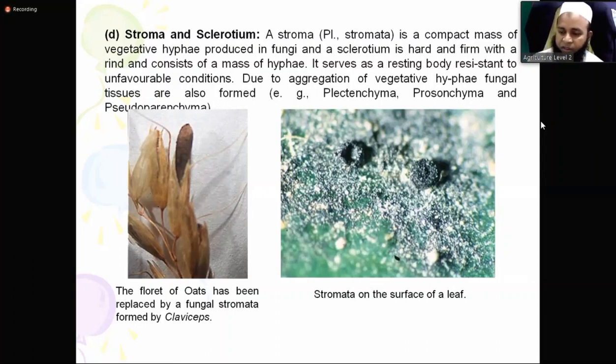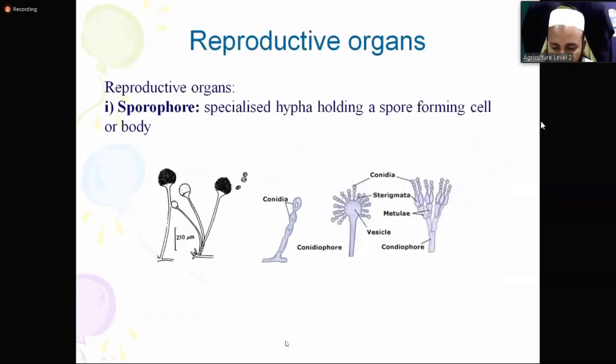Stroma is also an aggregated structure. When many mycelia together produce a structure, it is called stroma. Sclerotium is the same, but what's the difference? In stroma, the hypha is not tight and does not make a very hard structure; it is a loosely aggregated, compact mass, but not as tight as sclerotium. In the case of sclerotium, they produce a very hard and firm structure. We discussed this last class at length.